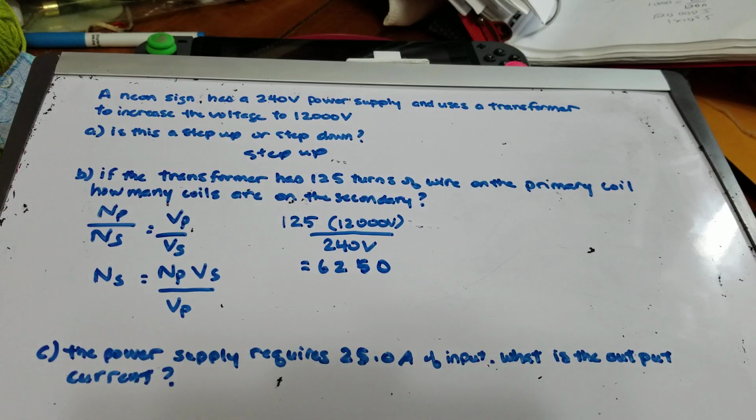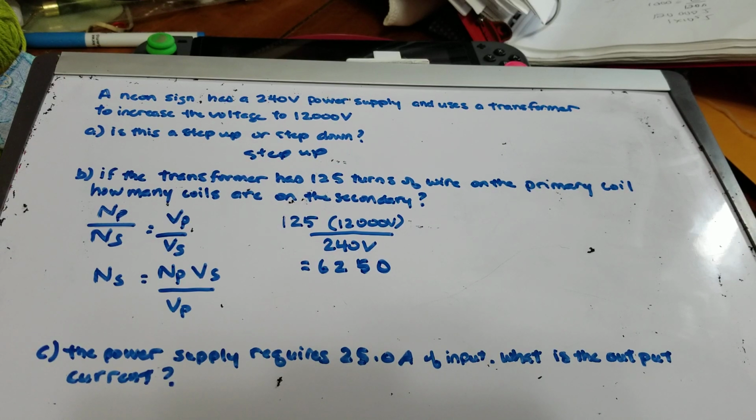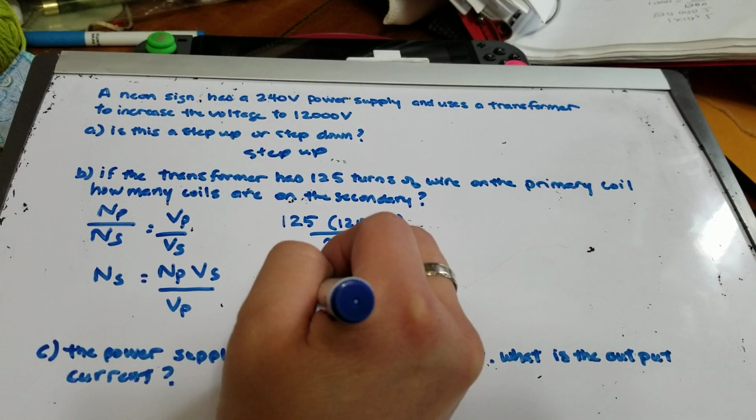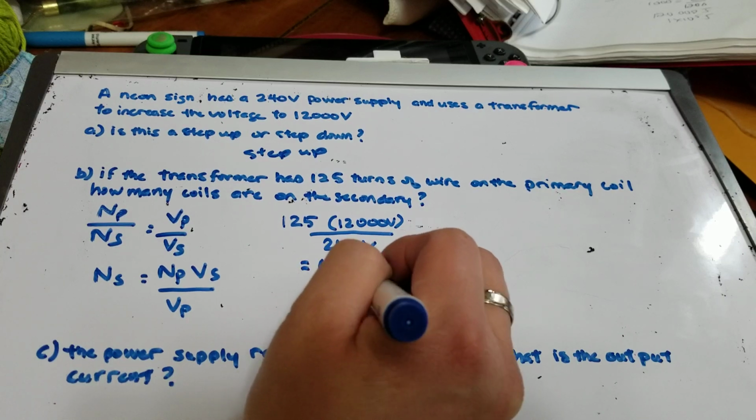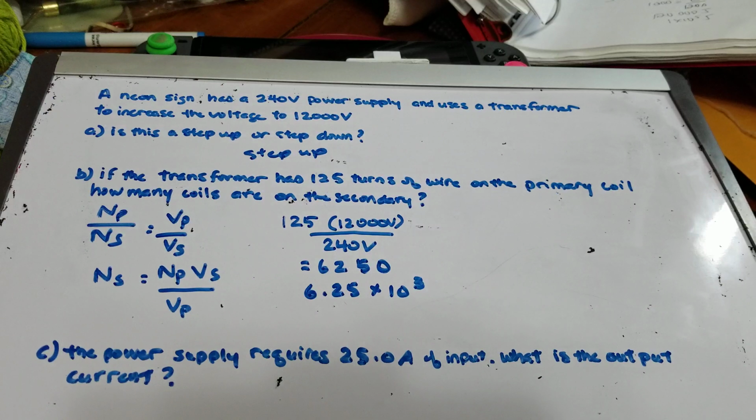When you do the math, you get 6250. Now, remember we're talking about significant digits. You go back to the original question. 240 has 3 digits, 12,000 has 5 digits. The lower number is 3. Therefore, your answer should have 3 significant digits. So your answer actually becomes 6.25 times 10 to the 3 coils. So that's a lot of coils of wire.